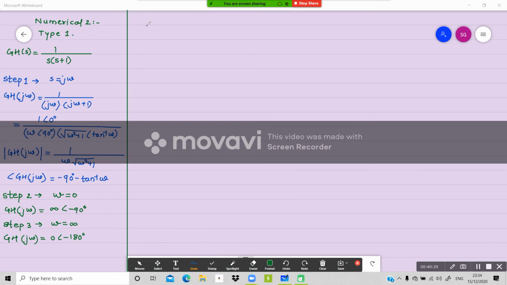Now step number 4. That is, we'll try to separate the real part and imaginary part to get the intercepts. Okay, so this is with us. GH(j omega) is equal to 1 upon, you are having in the denominator j omega. So j omega, and you don't want this j over here. So definitely you are supposed to multiply and divide by j. So I'll do it over here.